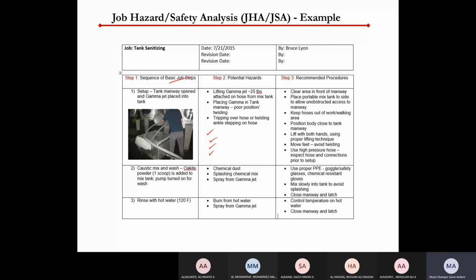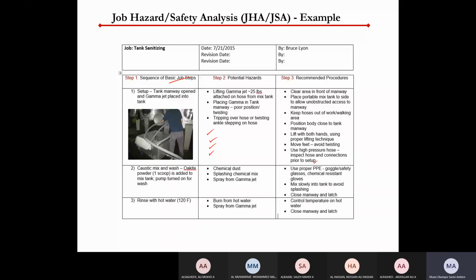Lift with your body. Later on, I'm going to share with you a video that shows two people trying to lift an object within a work scenario, where an accident occurred. I'm going to show you a video so you can see an example of this. So next, you move your feet, avoid twisting, use high pressure hoses, and inspect hoses and connections prior to setup.